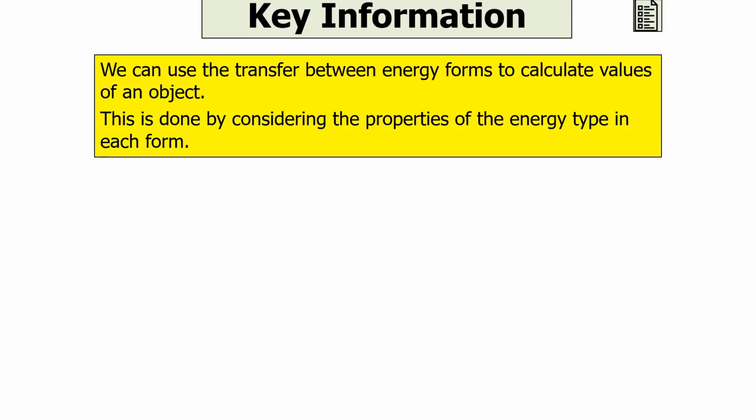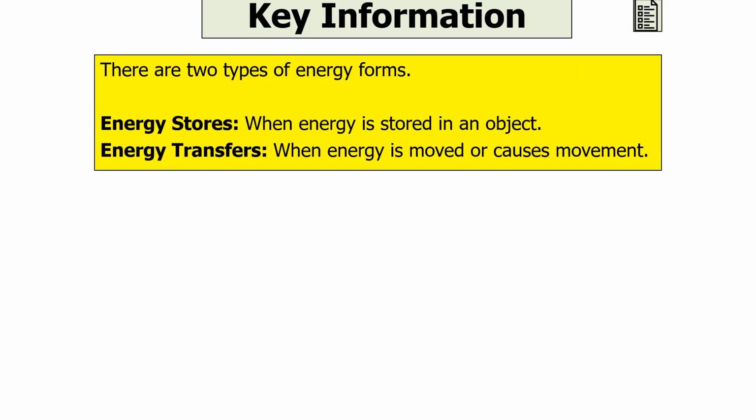Now we can use the transfer between energy forms to calculate the values of an object, and this is done by considering the properties of the energy type in each form. Now there are two types of energy forms. There are energy stores, when energy is stored in an object, and energy transfers, when energy is moved or causes movement. So we'll focus first on energy stores, when energy is stored in an object.